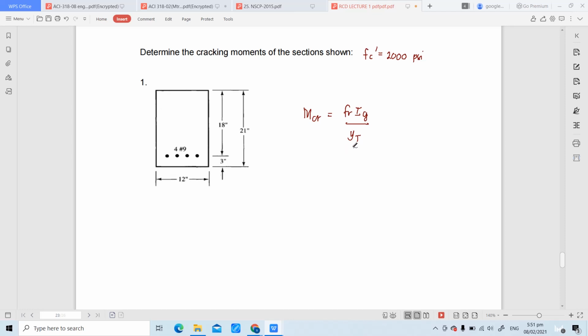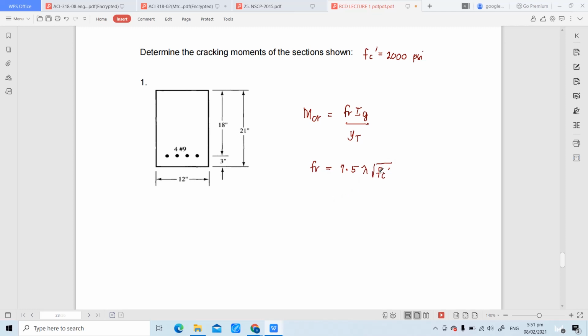No? Okay, let's solve first for the parameters na kailangan for the value of cracking moment. FR first. Anong FR? Modulus of rupture. At yung FR, meron tayong dalawang formula for that. Naka-SI yung isa, naka-English unit yung isa. Since naka-English units tayo, we'll be using FR equivalent to 7.5 lambda square root of FC prime.